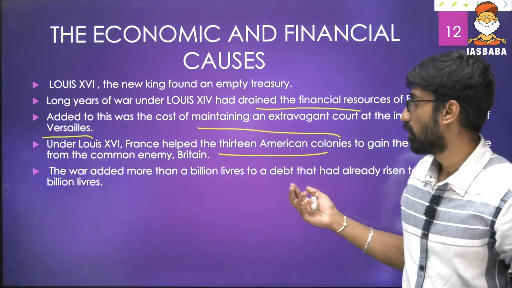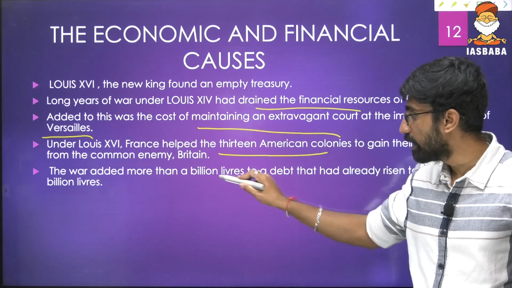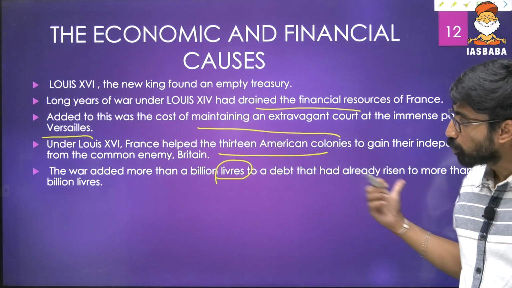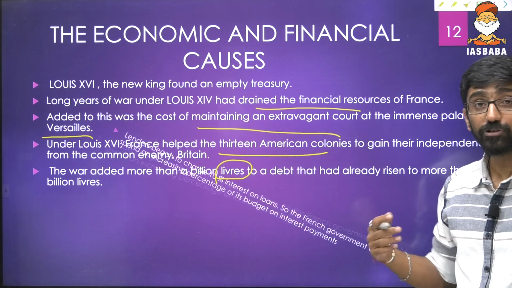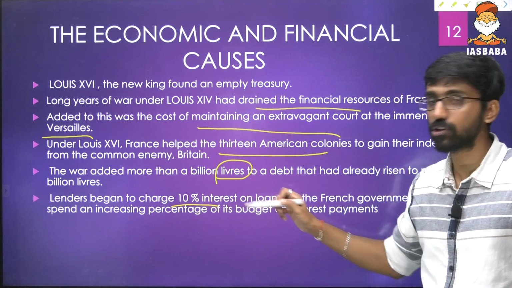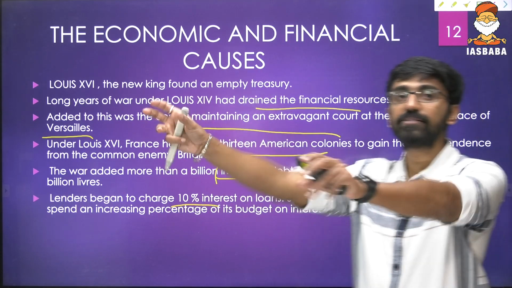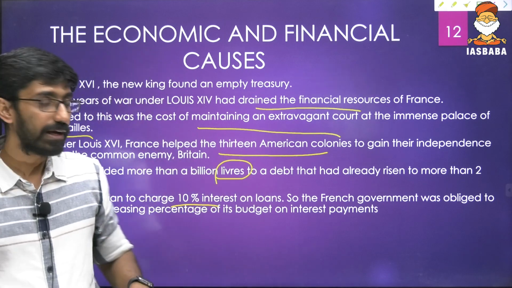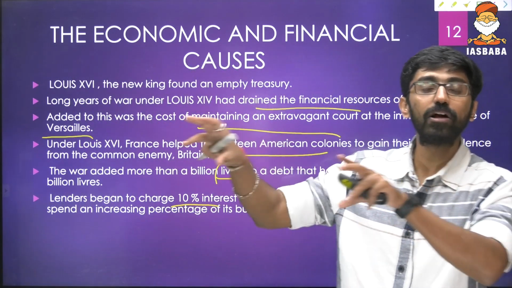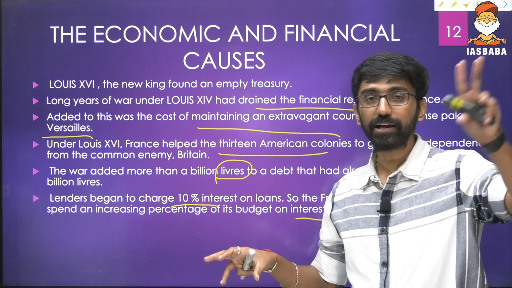And how much did the debt increase? From 1 billion livres. Livre was the currency then. From 1 billion to 2 billion it increased. And as you raise debt, you have to pay interest on it, that is 10% interest on that particular loan. Now, whatever taxes were being collected by the government were going as interest payments, so there was no spending on the welfare of people, because the government had to pay back the debt.